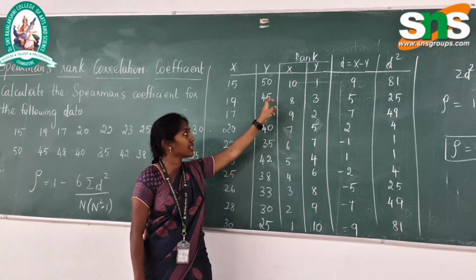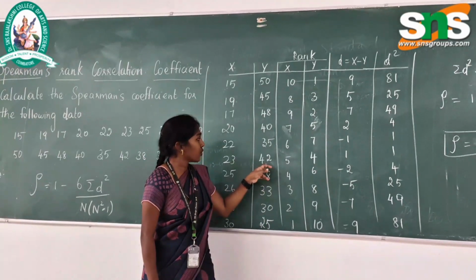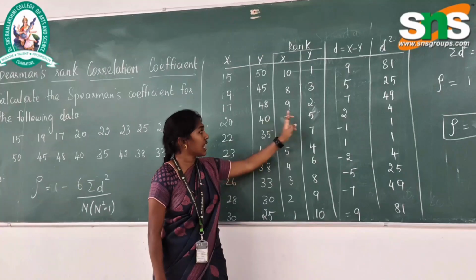Again the third greatest number is 45. So the rank for 45 is 3. So next the fourth greatest number is 42. So the rank for 42 is 4. Then the fifth greatest number is 40. So this rank is 5.